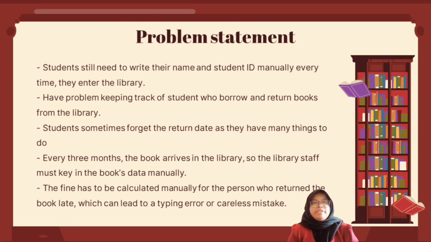For the problem statement, there are 5 problems. The first one is that students still need to write their names and student ID manually every time they enter the library. The second is having problems keeping track of students who borrow and return books from the library. Third, students tend to forget the return date and don't return at all. Fourth, around every 3 months, books will arrive at the library, so the library staff has to key in the book data manually. And the last one is that the fine is calculated manually for students who return the books late, which will cause errors and careless mistakes.